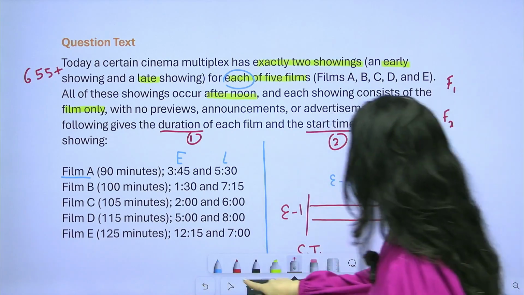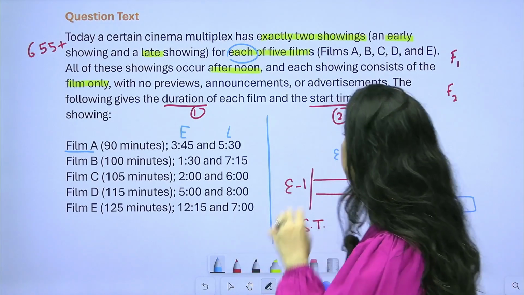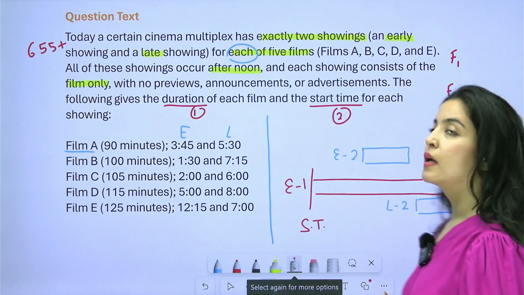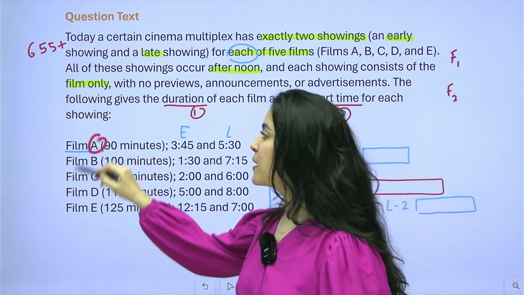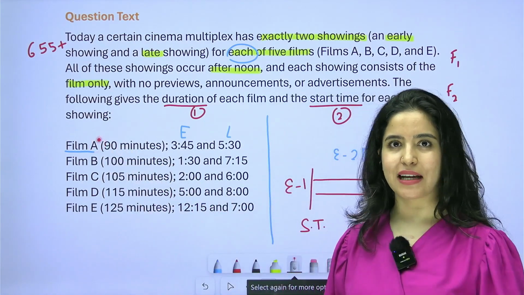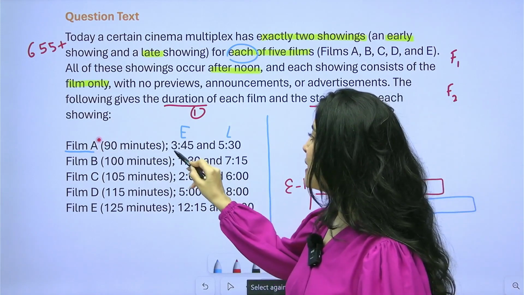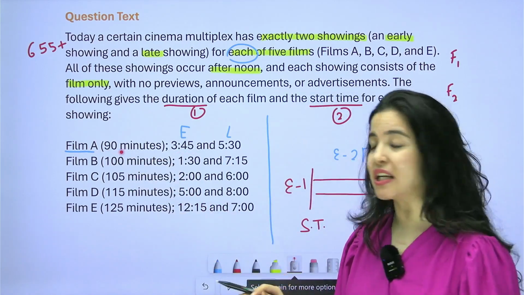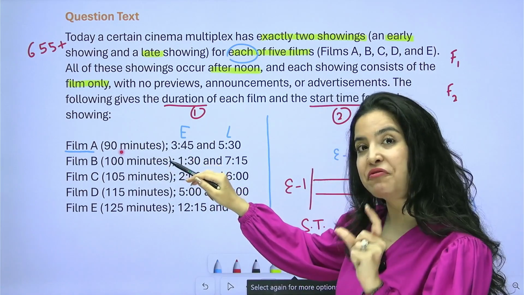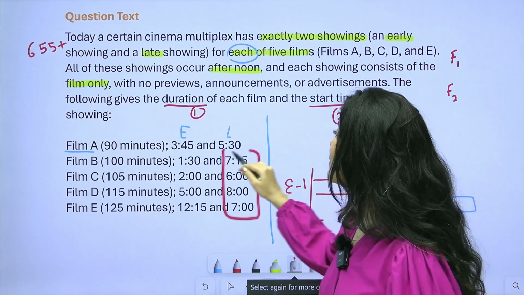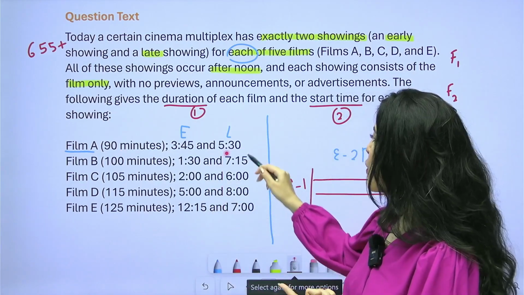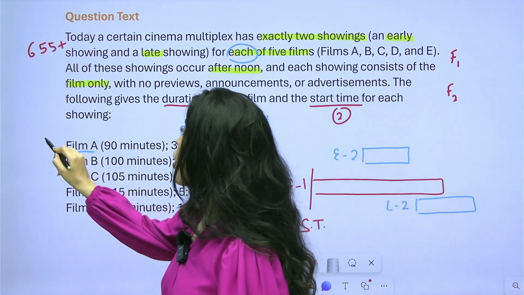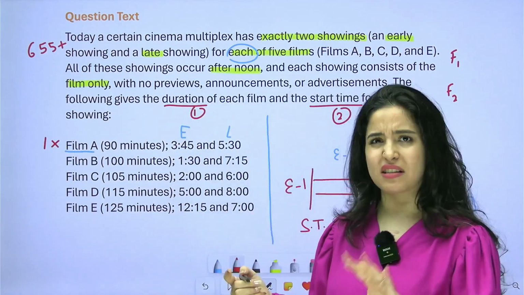Now let's see. Suppose film A is what I'm checking for the first film. I'm putting that in that place and seeing if something works. Film A starting at 3:45, ending in 1.5 hours, that ends at 5:15. I'm only going to see if that 5:15 matches any other film's late show. But it doesn't. All of them start after 5:15, which means film A is not the first film. Just writing one cross that it's not the first film.